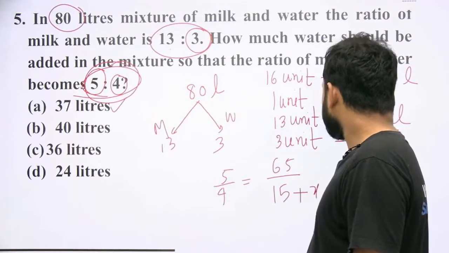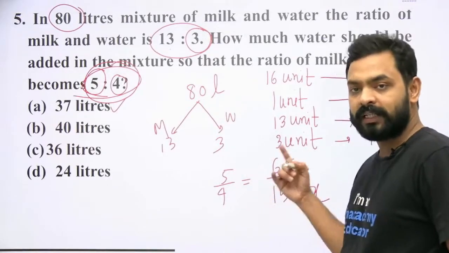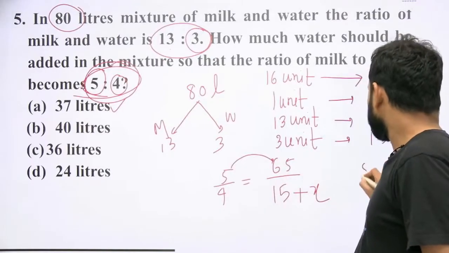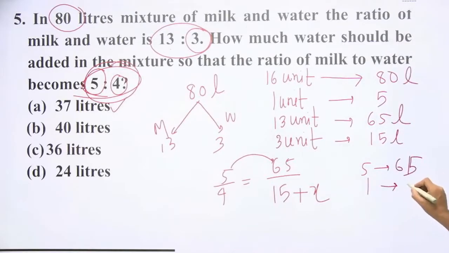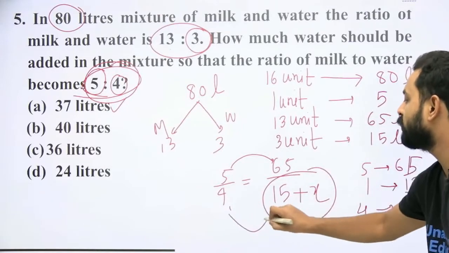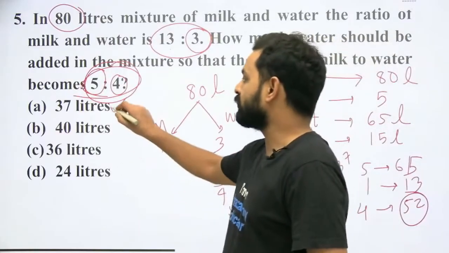Now water is being added, right? Now again we can solve it. We can cross multiply it and equate it. Or 5 unit is 65, so 1 unit is 13, so 4 unit will be 52. So this has to become 52. 4 unit has to become 52. So 15 plus 37 is equal to 52. That's how we solve this question.